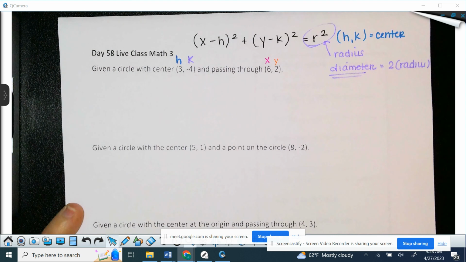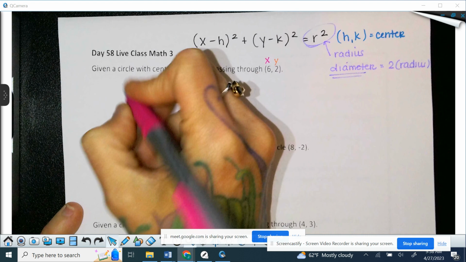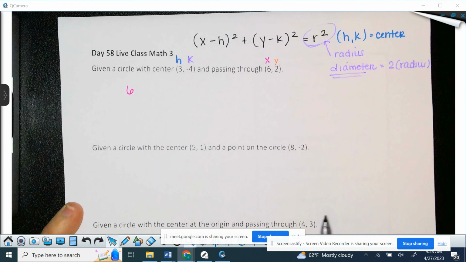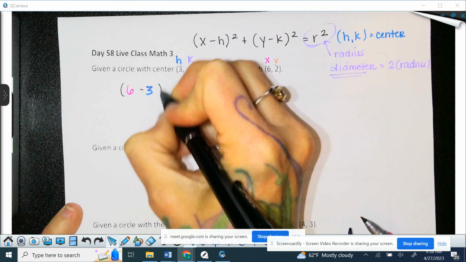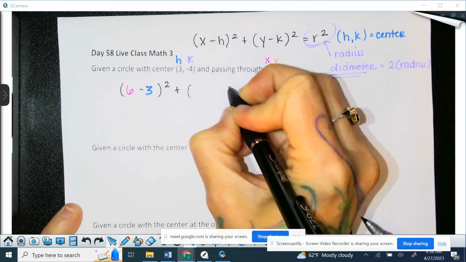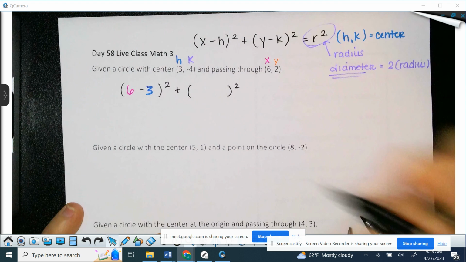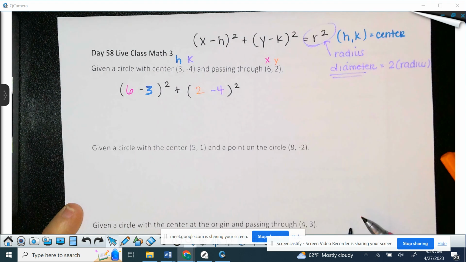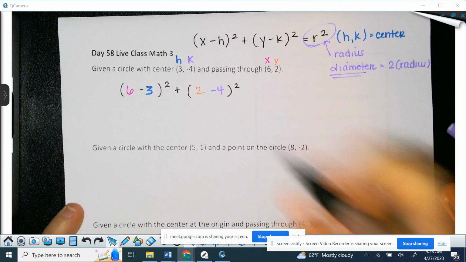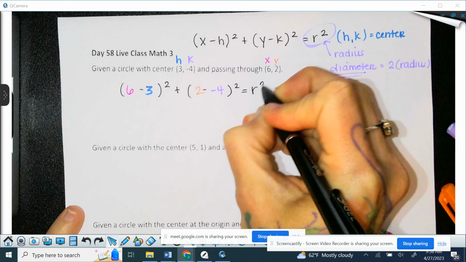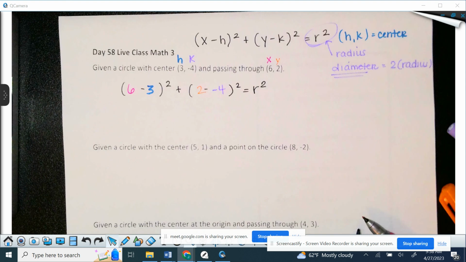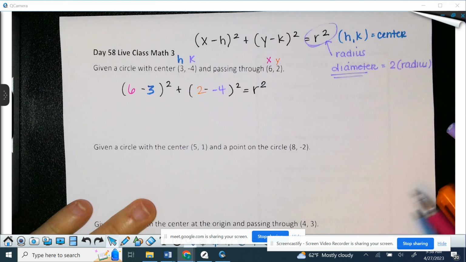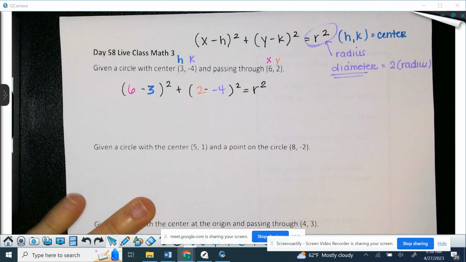So then we're going to take our X and our H, subtract them and square them. And then we're going to take our Y and our K, and subtract those. And in this case, we don't have our radius, so we have to solve for it. We have our center, and we have a point on the circle, so we don't know the length of the radius. So 6 minus 3 is going to give us 3.